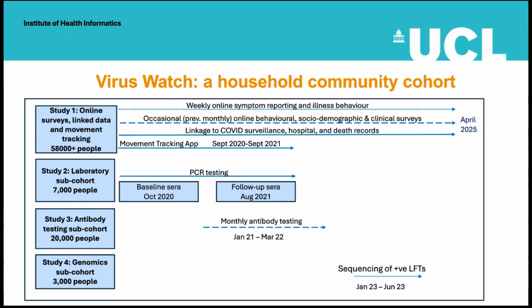A part of that is Study 2, which is what we call our laboratory subcohort, consisting of 7,000 individuals who agreed to provide in-clinic blood samples, with a baseline sample being collected in October 2020 and a follow-up sample being collected in August 2021. We then expanded our blood collection efforts with our antibody testing subcohort of 20,000 individuals, which helped us collect monthly home finger prick micro blood samples through these collection kits via the post, and this ran from January 2021 until March 2022, although towards the end of that study, the collection frequency became every other month.